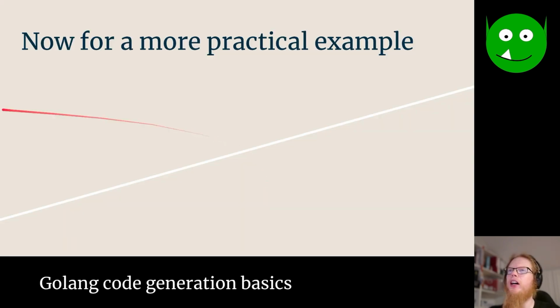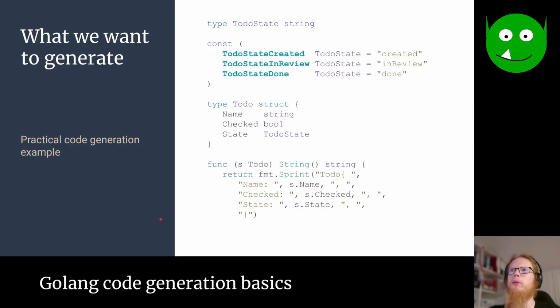Okay. Now, let's go to a more practical example. We're here to generate code and not some random text that doesn't mean anything. So, what do we want to generate? The idea is to create an enum here for the to-do struct, in this case the state of the to-do. Strictly speaking, there are no enums in Go, but it is possible to somewhat emulate them with a string type. So in this case, type ToDoState string.